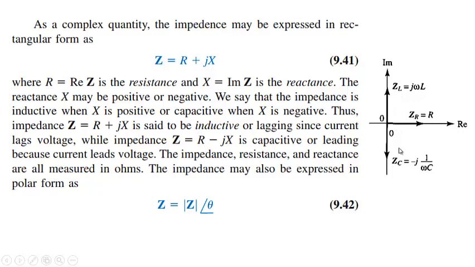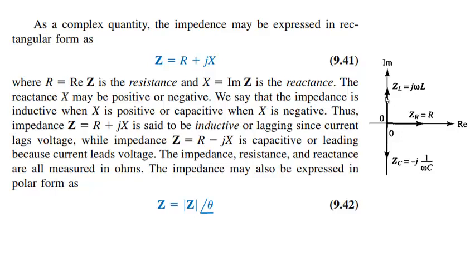So if ZL is more as compared to ZC, X will be positive, and the total circuit will be inductive in nature. If XC or ZC is greater in magnitude, the total will be negative, that means this part will be negative. In that case, the circuit will be capacitive in nature. So the reactance X may be positive or negative. It will be positive when ZL is greater than ZC, negative when ZC is greater than ZL, and 0 when they are equal.